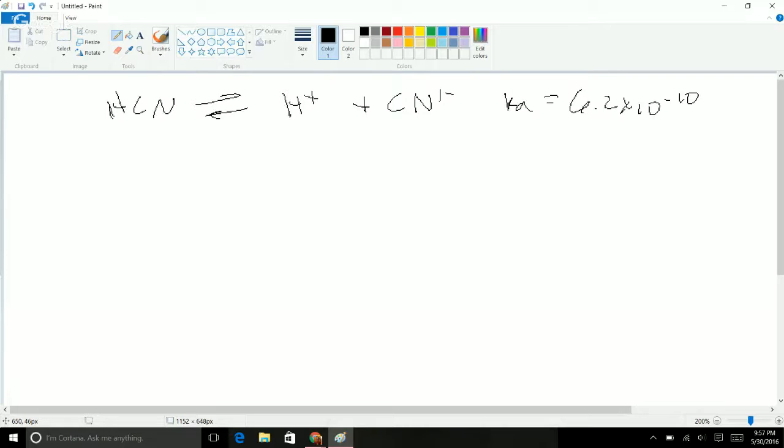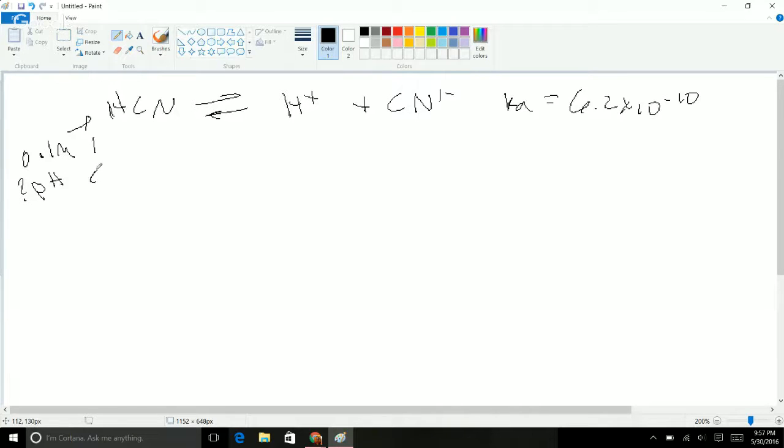Okay, yeah, we'll go with this problem. Let's say you put in hydrocyanic acid and you have a 0.1 molar solution. What is the pH of that solution? There. I think that would be a problem that this person is trying to get at. What is the pH of a 0.1 molar hydrocyanic solution?